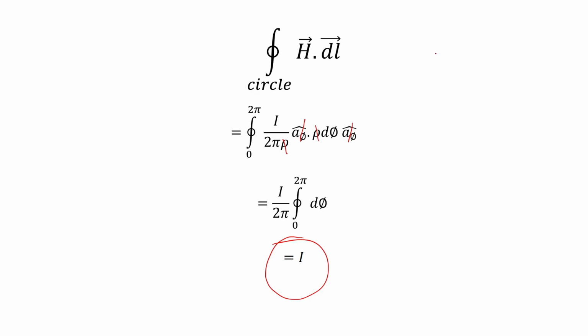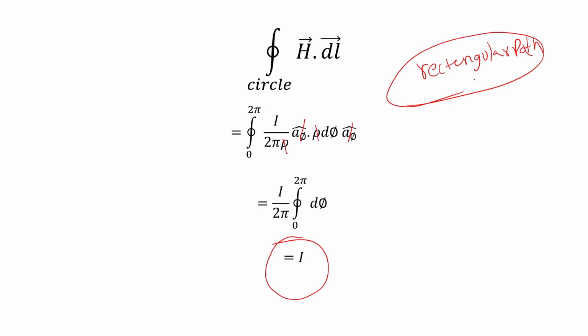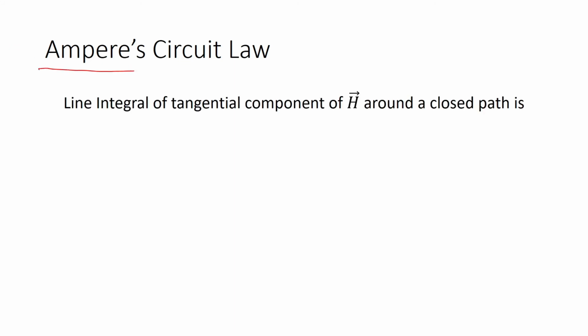Okay, my question to you is, do the same problem, but instead of a circular path, determine it for a rectangular path and tell me if the answer changes from this to anything else. One hint to you is that Ampere has already done that, and Ampere discovered that the circulation of a magnetic field around a closed path is equal to the net current enclosed by the path.